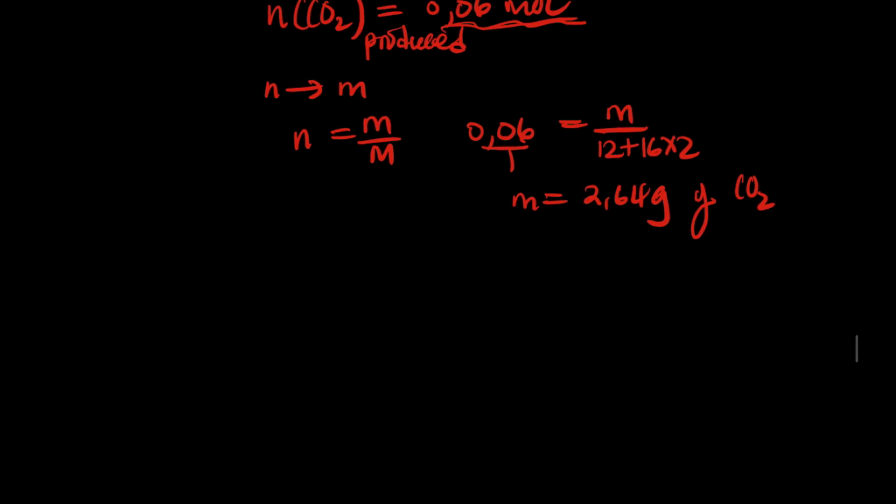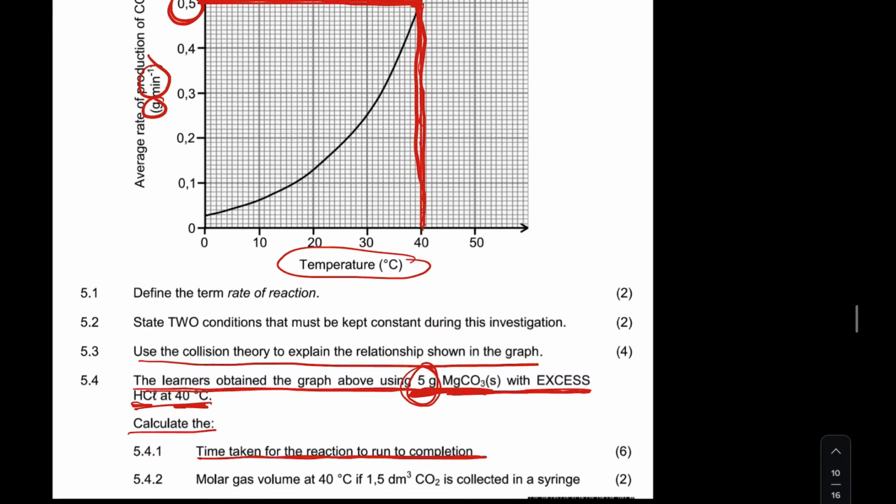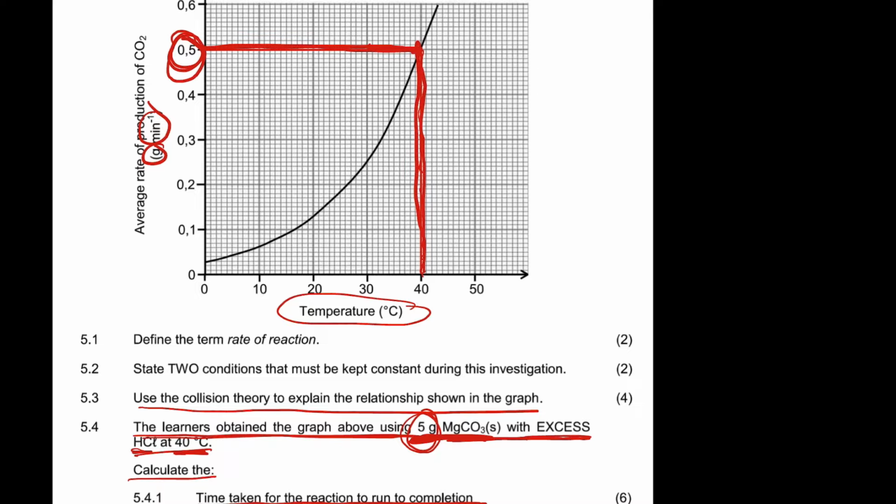Now going to the rate formula, it's going to be change in mass over change in time. Where do I get that? It's the rate that we're given at 0.5. It's in mass over time. It's gram per minute.